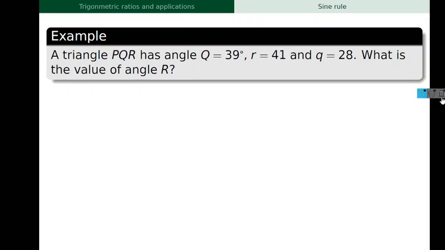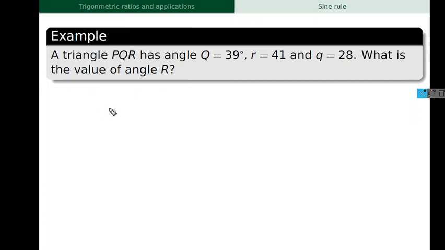Here's a more challenging example. It's more challenging partly because there's no diagram for you, so you've got to draw the triangle yourself. What I do is I first read it carefully. A triangle PQR has angle Q equals 39 degrees, r equals 41, and q equals 28. What is the value of angle R?